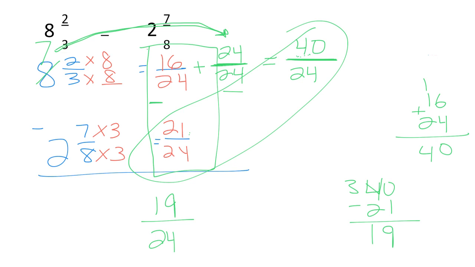Okay, now I can come over and do my whole number subtraction. So instead of doing 8 minus 2, we've regrouped one whole and turned it into 24 24ths. So now I'm going to do 7 minus 2 is 5. 5 and 19 24ths is our answer.